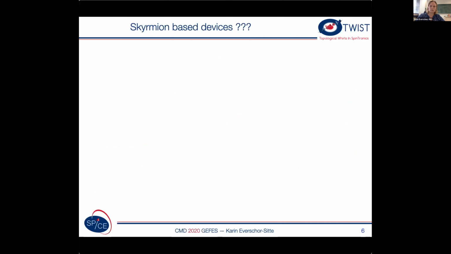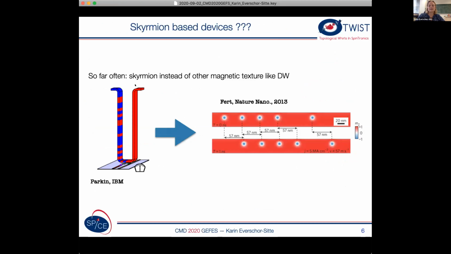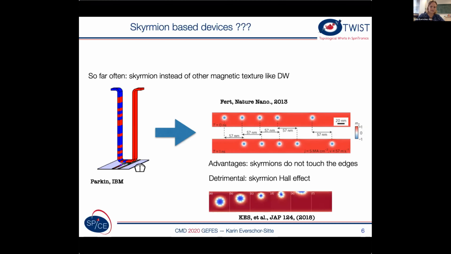So now we have these skyrmions, and you can ask the question about skyrmion-based devices, and we have heard already quite a lot about them. What has so far often been done is that you took some device concept that was working and put a skyrmion there instead of another type of magnetic texture like a domain wall. The typical example is the racetrack device, which was suggested by Stuart, and where then the idea was brought up by Albert Ferrer to put skyrmions on the track. Sure, this has some advantages, like skyrmions don't touch the edges, but it also has some disadvantages, like the skyrmion Hall effect, where there also might be some solutions on how to get rid of this again.